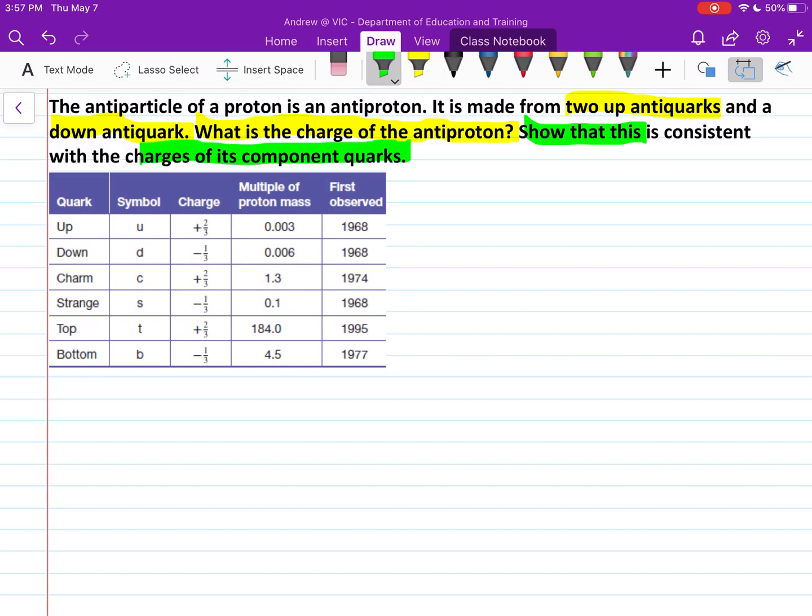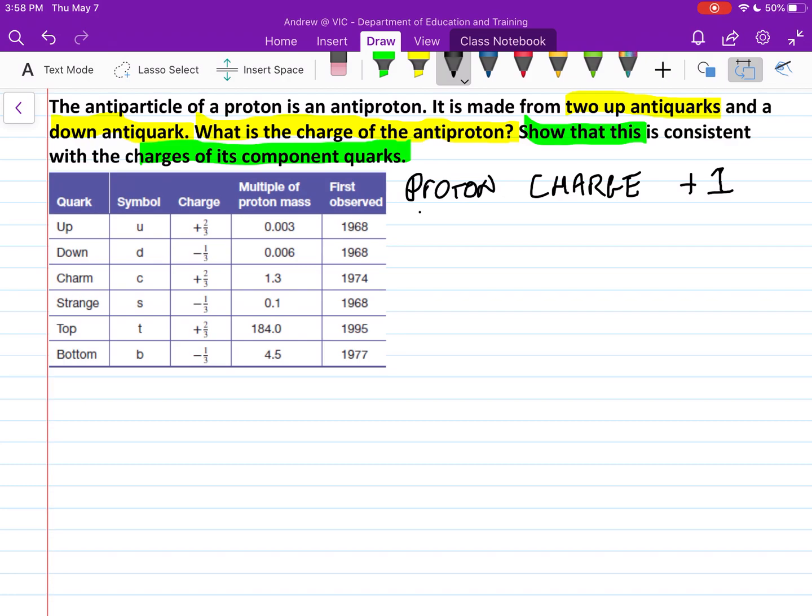So first, we know hopefully a proton has a charge of +1. Hopefully you know that from some basic physics we've done or what we've already looked at. So our proton has a charge of +1, just like how electrons have -1. So just remember the anti of it is the opposite.